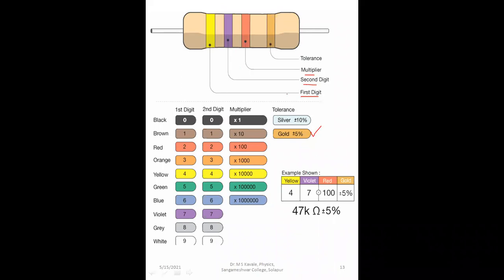In this example, the first digit is yellow. So where is yellow? Yellow stands for 4. Then the second digit is violet. Violet has number 7. Then 47 into the multiplier red. Red is 10 raised to 2, which is equal to 100, and the gold tolerance is 5%. So 47 kilo ohm plus minus 5%. So this is the value of the resistor.